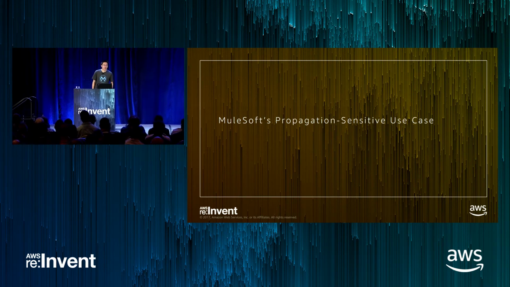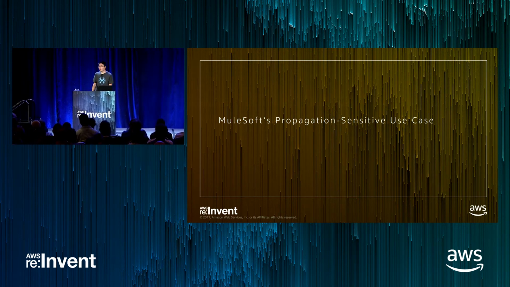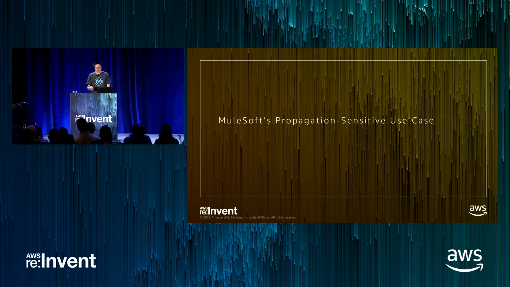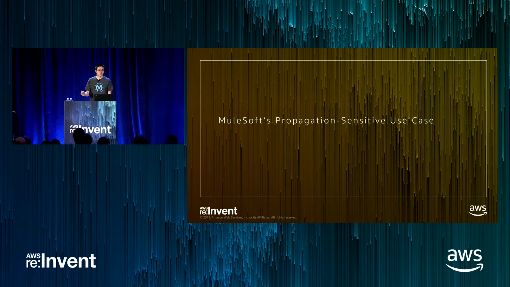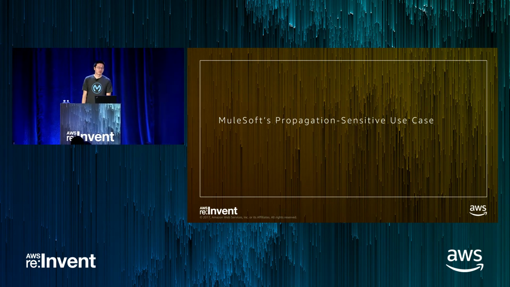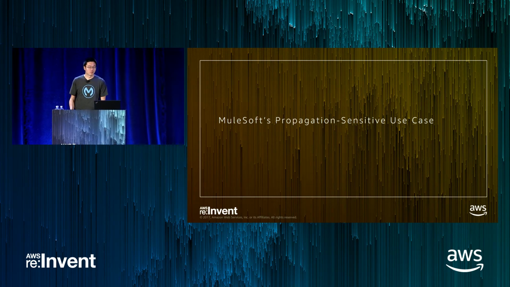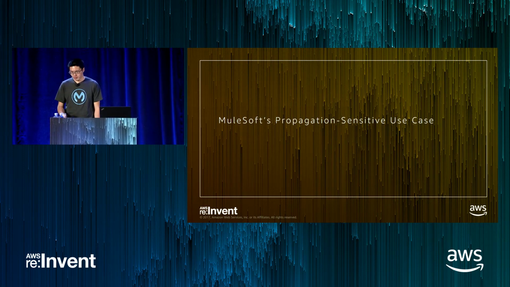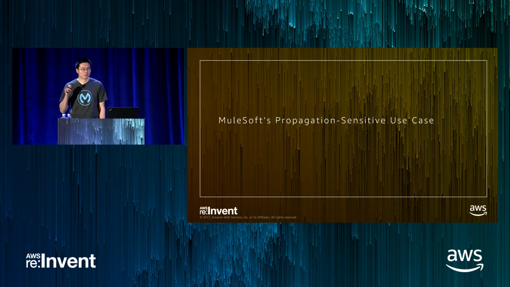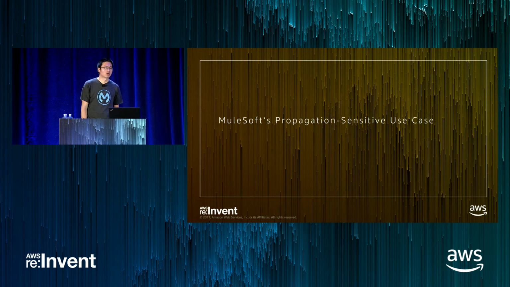I'm Xuan Shi, a senior software engineer from MuleSoft. I'm going to talk about how MuleSoft utilizes the multi-region Route 53 services, which is a propagation sensitivity use case. I'm going to give you a brief introduction on the architecture of our cloud platform first, then show you how we use the Route 53 service, and then finally, how the multi-region Route 53 service improves the resiliency of our cloud platform.